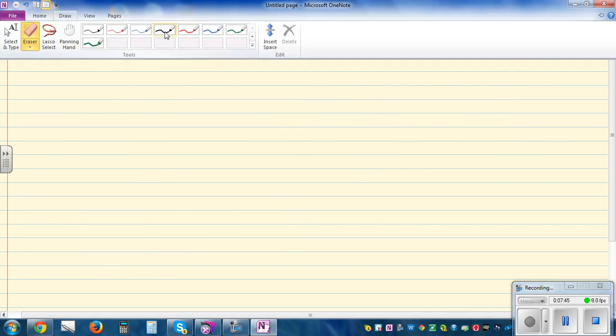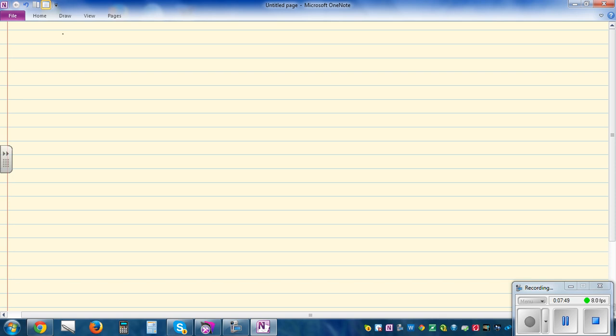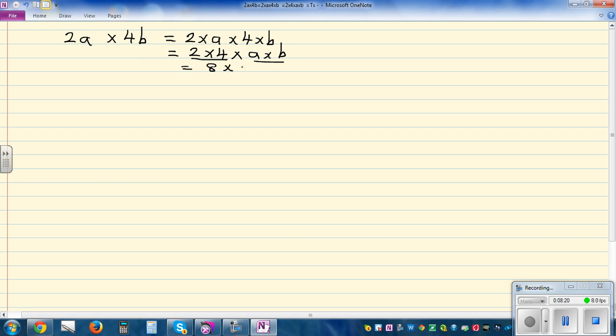Now let's look at multiplying and dividing algebraic expressions. So what is, say, 2a times 4b? Basically this means 2 times a times 4 times b. So you can multiply the numbers and multiply the letters separately. So this is 2 times 4 times a times b. What is 2 times 4? Well, 2 times 4 is 8, times a times b is ab. So we write 8ab. So when you're multiplying algebraic expressions, you multiply the numbers separately and multiply the unknowns separately, and then you just write them together.